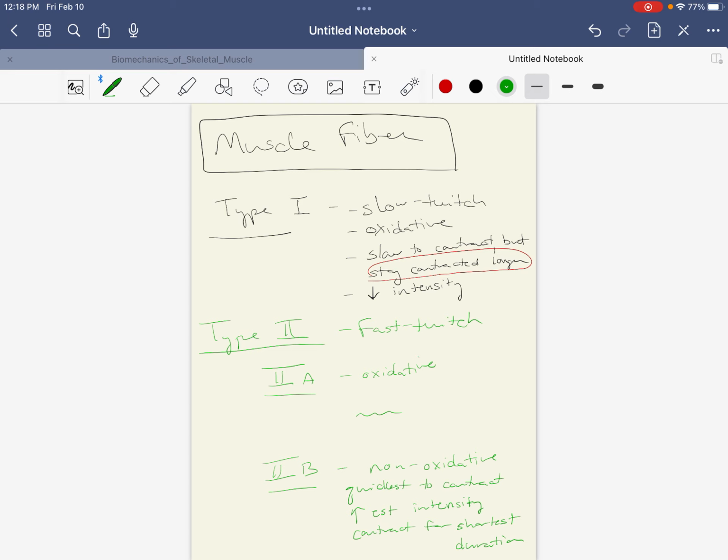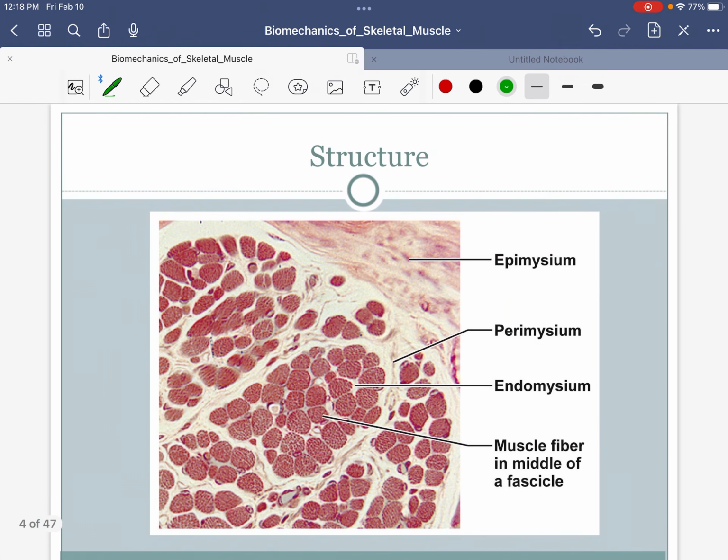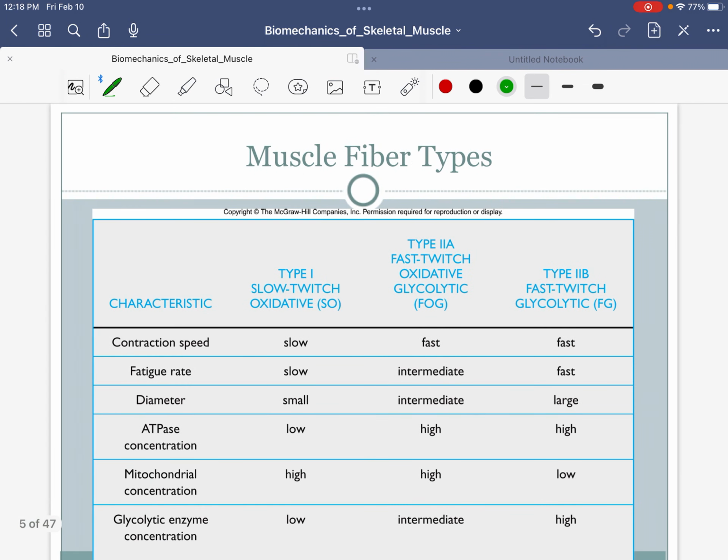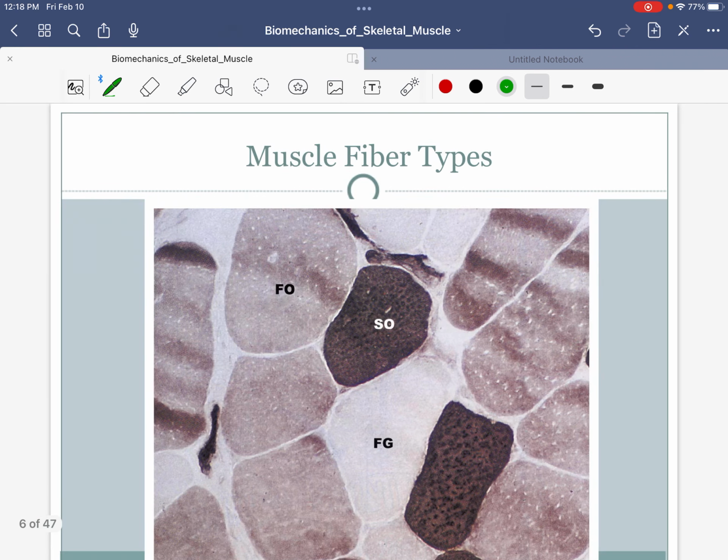What I want to point out is every muscle has both. Let's go for a picture here. There's another picture of just the structure. Here's more information about the type 1 and then the type 2A, type 2B. Every muscle fiber has both.